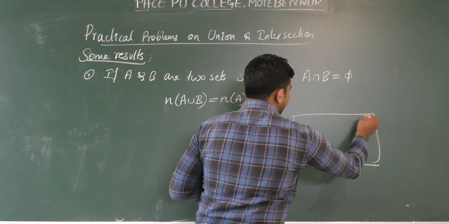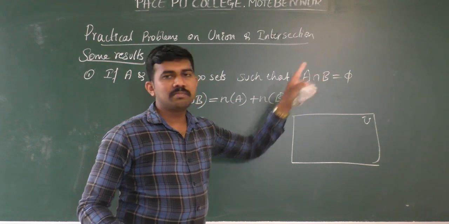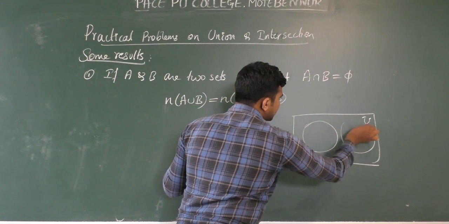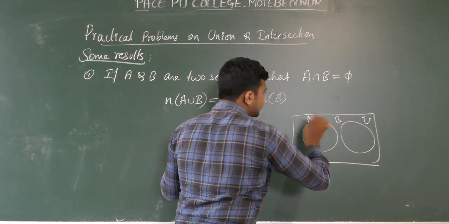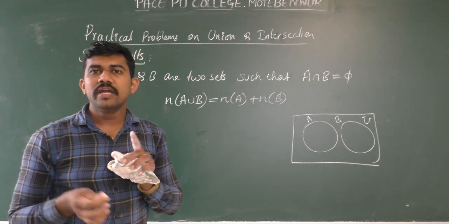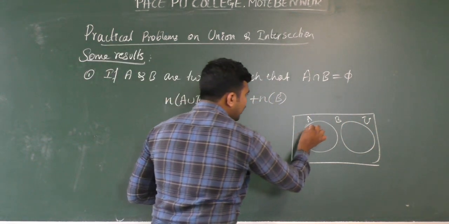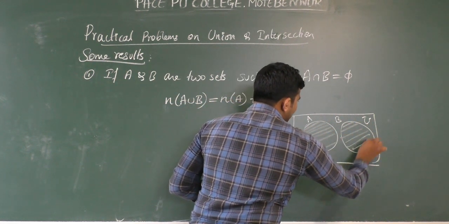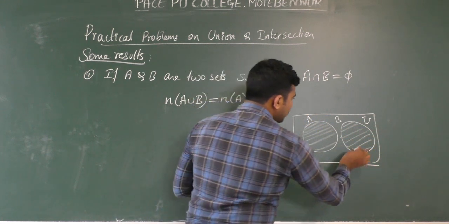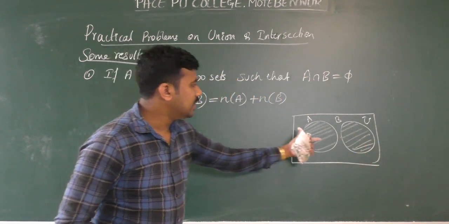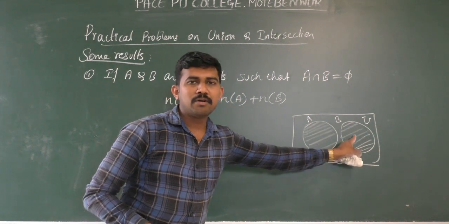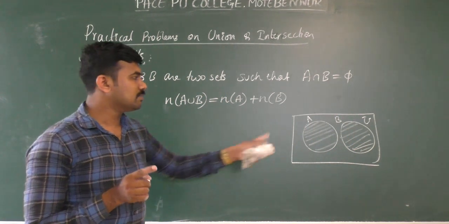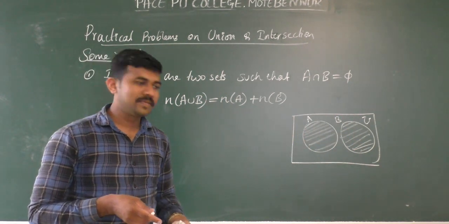In this case, A intersection B is empty, which means there is no common element. These two sets are disjoint. Now, A union B means we need to collect all elements which are either in A or in B or in both, but there is no element in both, so we collect only these two. This is nothing but the number of elements of A plus the number of elements of B, and that is the number of elements of A union B. Very simple, you can understand by using a Venn diagram.